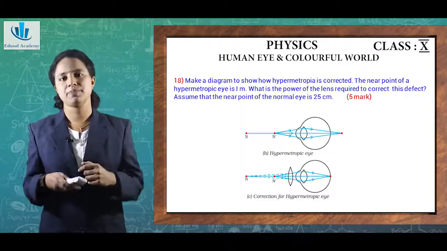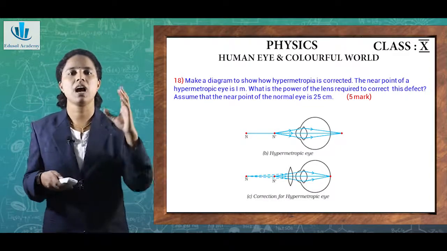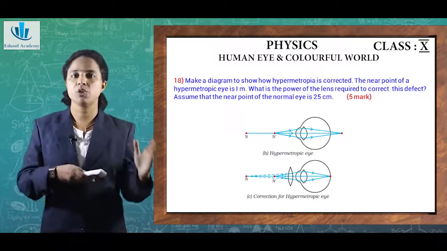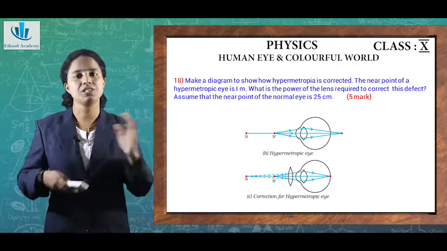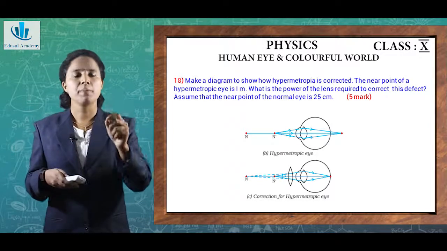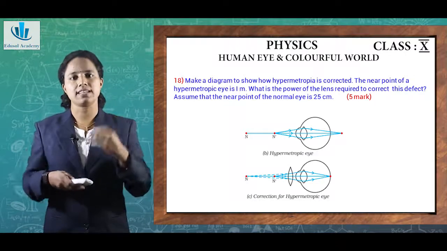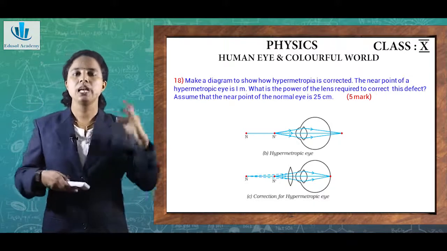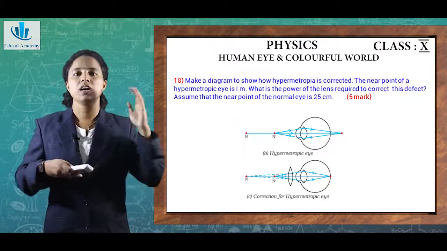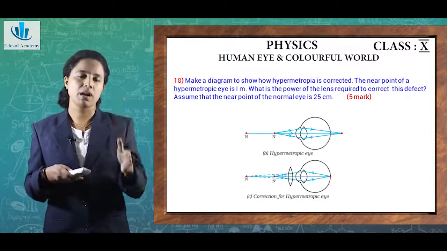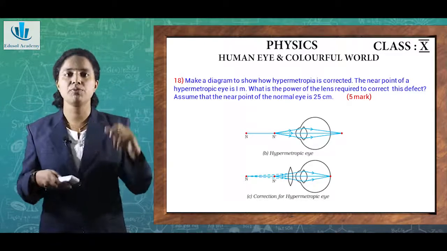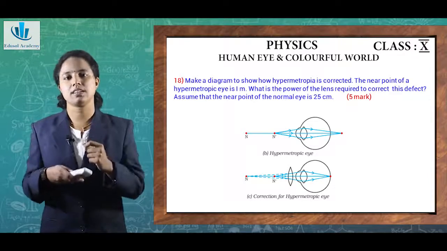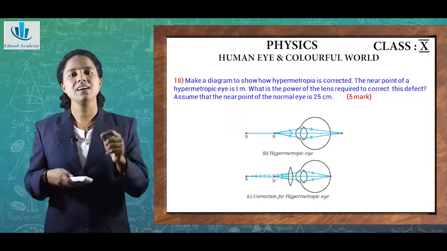So what is the speciality of a hypermetropic eye? In case of this defect of vision, instead of the image forming on the retina, it will be formed behind the retina. Hypermetropia is also known as farsightedness, in which we can't see nearby objects clearly. So, to bring the image back onto the retina instead of forming behind the retina, we use a correction lens. And which is the correction lens? That is indeed a convex lens.